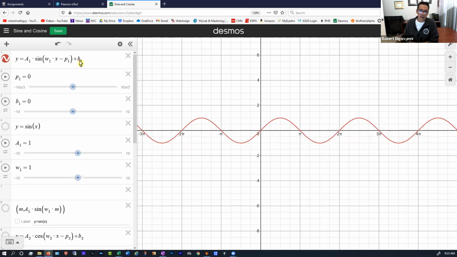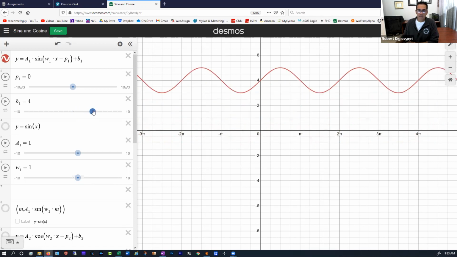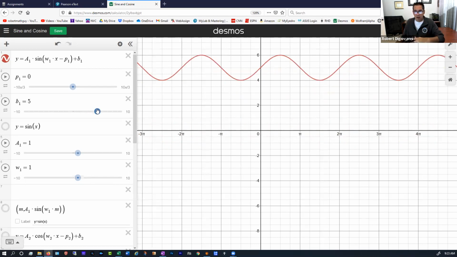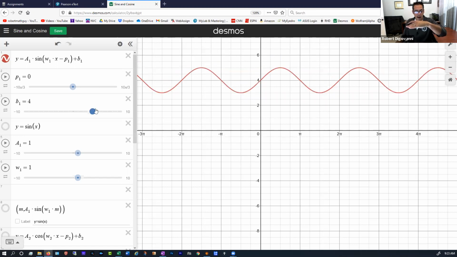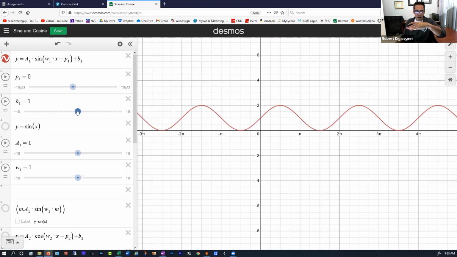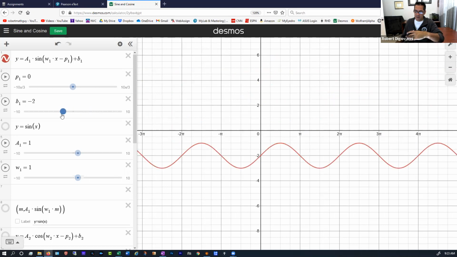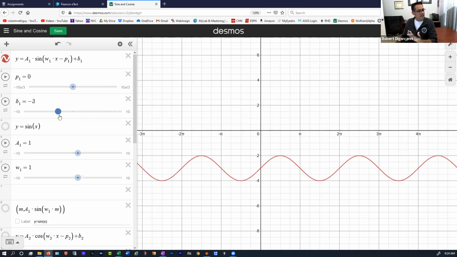Let's start with the B on the outside. So if we take a number B and we add it, then what does it do? Well, it just moves the whole graph up. So notice that's not changing the amplitude. That's just a vertical shift of the graph, right? A vertical shift up. If we subtract a number, like minus something, then it'll move the whole graph down, right? Does that make sense? I mean, that's kind of what happened in college algebra. If we add a number on the outside of the function, it's just a vertical shift.